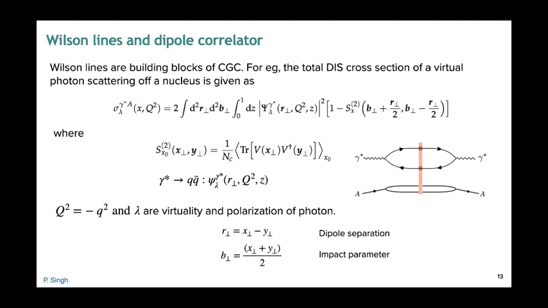Now, the other part, where the virtual photon splits into the quark anti-quark pair, depends upon your transverse dipole separation, your virtuality, and the longitudinal momentum fraction of your quark. Instead of using x perp and y perp, you can always change variables and write it in terms of a dipole separation and the path parameter. So this example basically tells you that the DIS cross section can be expressed in terms of the product of the Wilson lines.